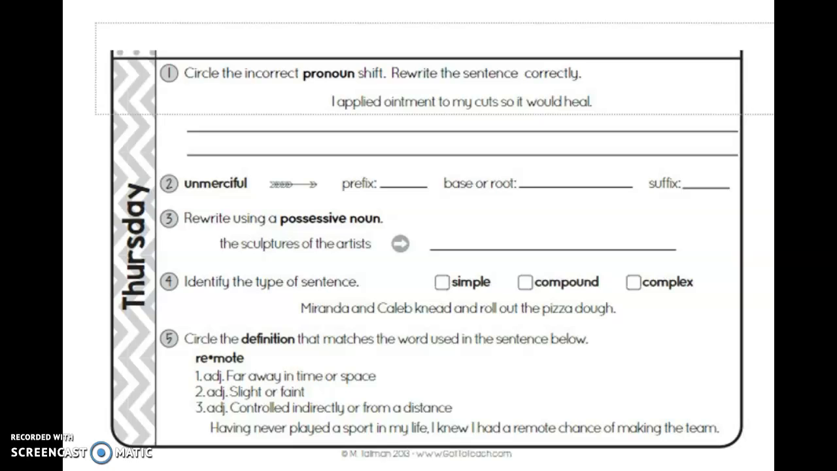For number three, you are to rewrite the possessive noun, the sculptures of the artist. Okay, so you need to say who owns what. Who's our person? How do we show ownership? And then what do they own? And you should type that in the box below.